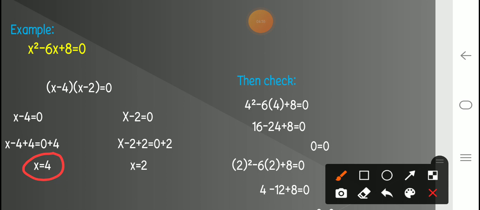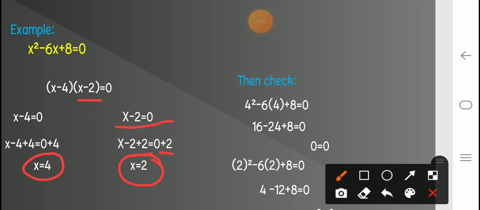Now let's take x minus 2, in the same process, equated to 0. Then add 2 to eliminate it, applying the addition property of equality: x minus 2 plus 2 is equal to 0 plus 2. So it becomes x is equal to 2. Our second value is x is equal to 2.